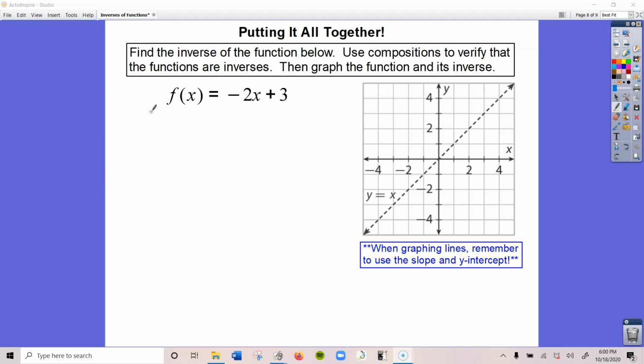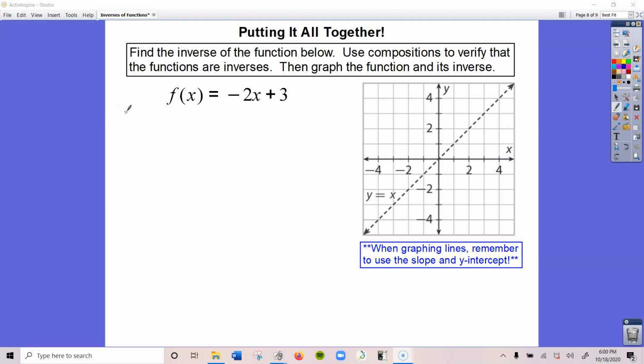Okay, so now we're going to put everything together. We're going to find the inverse of the function below, use compositions to verify that the functions are inverses. Then we're going to graph the function and its inverse. So here we go. We have f of x is equal to -2x plus 3.